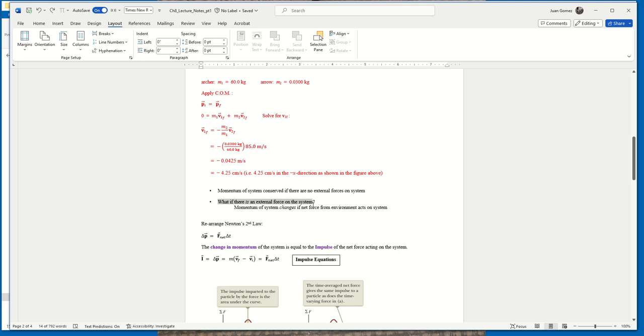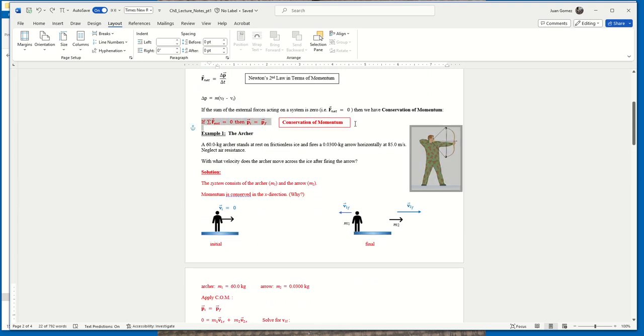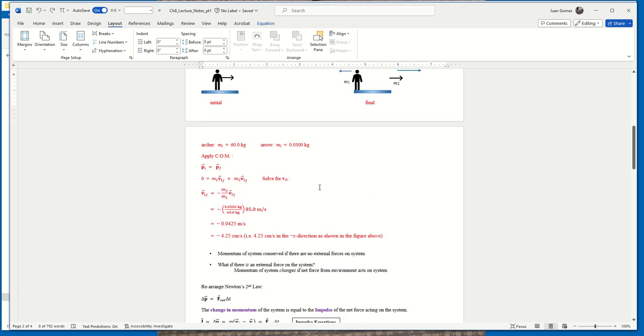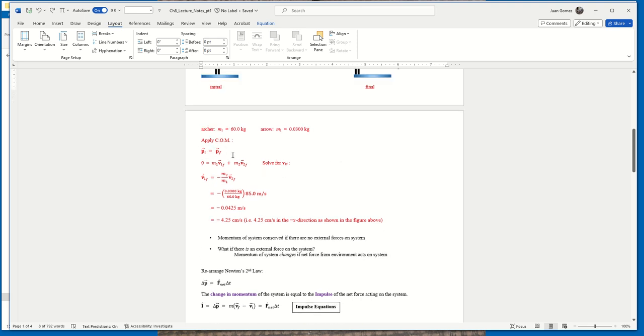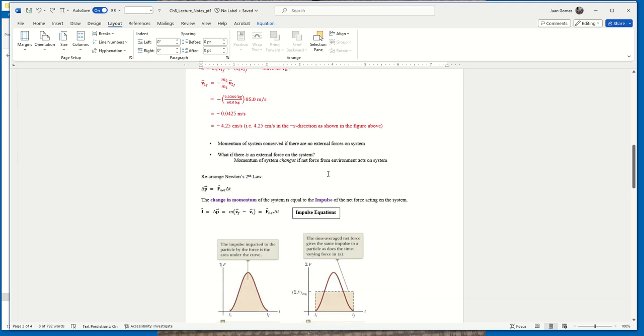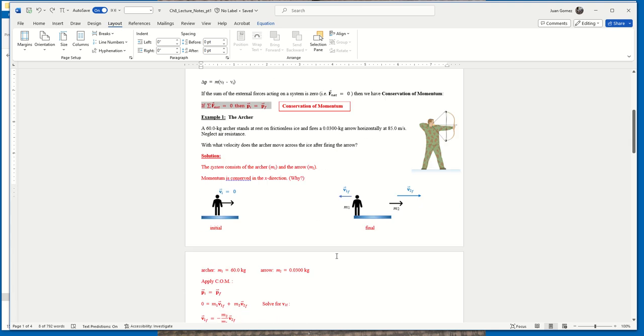However, what if there is an external force on the system? Meaning, what if this condition does not hold? Well, that's okay. We can deal with that. That means that the momentum of the system will change, so pi will not equal pf. Well, let's rearrange Newton's second law. Remember, we wrote Newton's second law in terms of momentum: F net is equal to delta p over delta t. Let's solve for delta p.